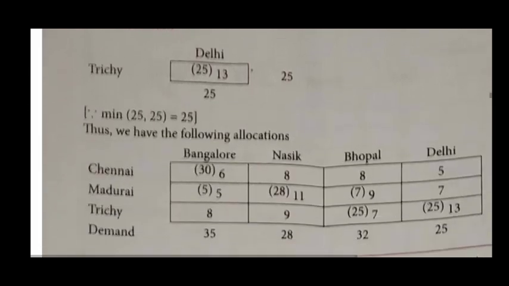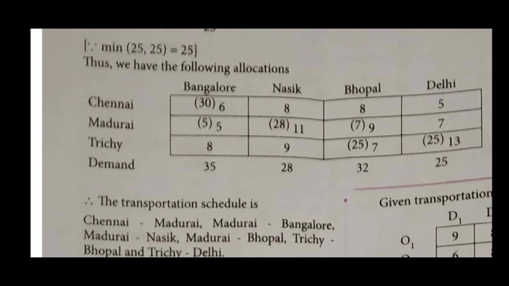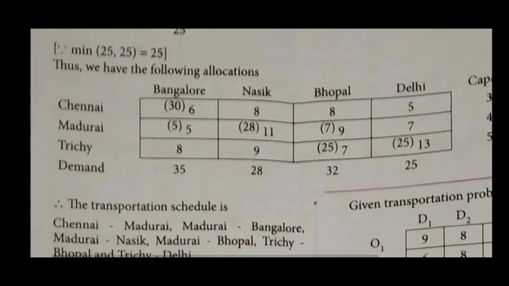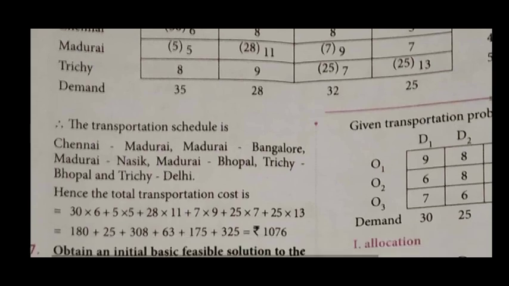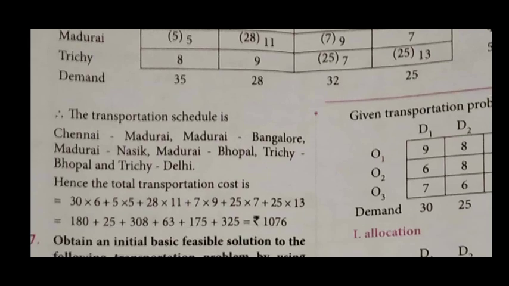Now we are finding the value of the transportation schedule by allocating all those things which are reduced already. After that, the transportation schedule is also given: Chennai to Madurai, Madurai to Bangalore, then Madurai to Nasik, Madurai to Bhopal, and Trichy to Bhopal and Trichy to Delhi.